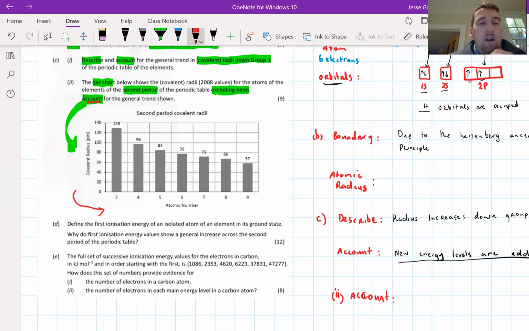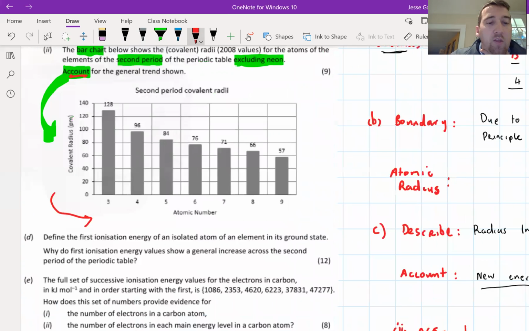All right, so let's look at the graph again. I've got element number 3. This is in the second period. This is lithium. And then I've got element number 9. So this is in period 2 again, and it's excluding neon, so it's the one before neon. Look at your periodic table if you have to. I know that that's fluorine. So lithium to fluorine. And we're being asked to account for the general trend shown.